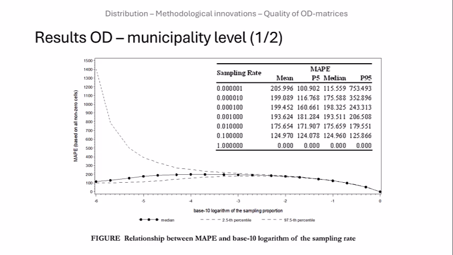This slide shows results for the municipality level, where the OD matrix consists of nearly 600 zones. The graph plots the mean absolute percentage error, or MAPE, against the sampling rate. Notice how errors are extremely high for small samples, often exceeding several hundred percent. Only when the sampling rate increases substantially do the errors begin to drop. This illustrates the difficulty of obtaining reliable estimates at such a detailed spatial scale.